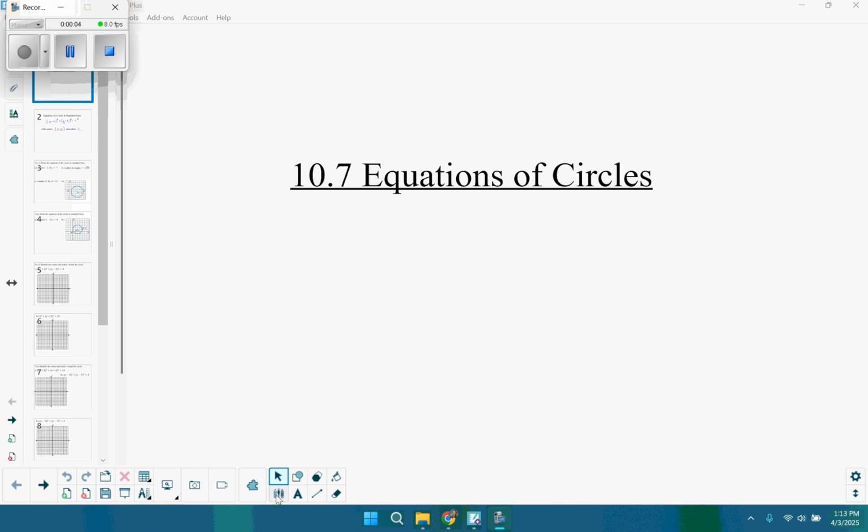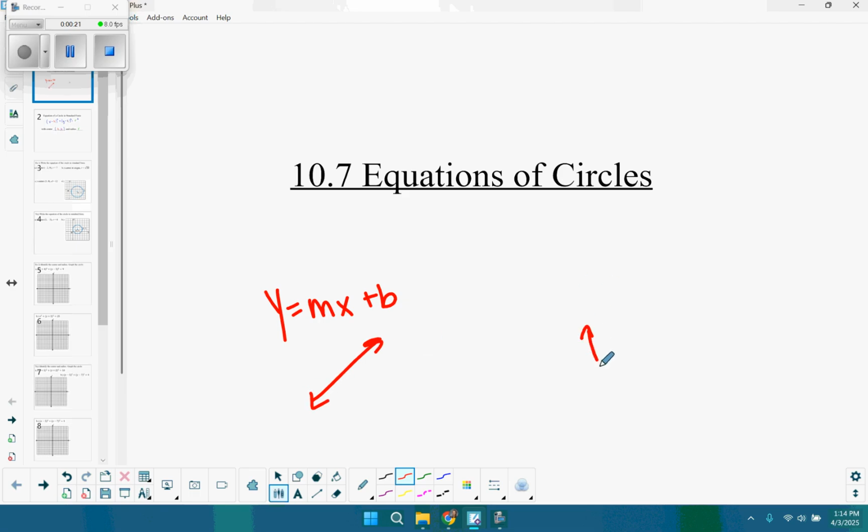This is section 10.7. We're going to talk about the equation of a circle. Different equations can graph different things. If you want to graph a line, you can graph something like y equals mx plus b. If you want to graph something that looks like a U, which is called a quadratic, that would be y equals ax squared plus bx plus c, where we have an x squared in the problem.